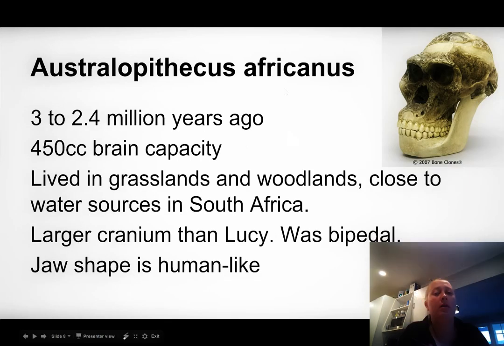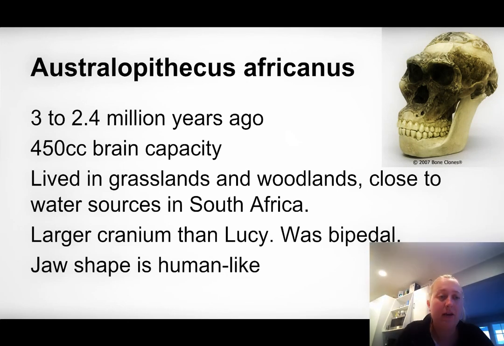So staying with Australopithecus, this is Australopithecus africanus, dating to 3 to 2.4 million years ago. Brain capacity of about 450 cc, so we're definitely getting bigger than chimpanzees, but still nowhere near humans, or I should say Homo sapiens. Lived in grasslands and woodlands, close to water sources in South Africa. So a larger cranium, where the brain actually sits, was larger and was bipedal. The jaw shape is more human-like as well in Africanus.